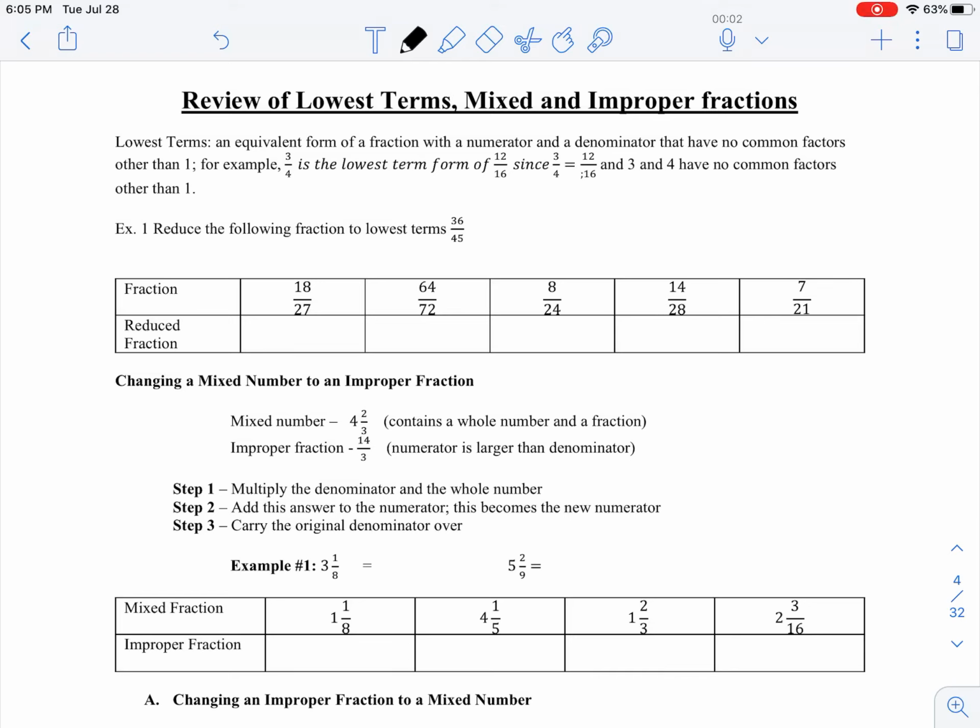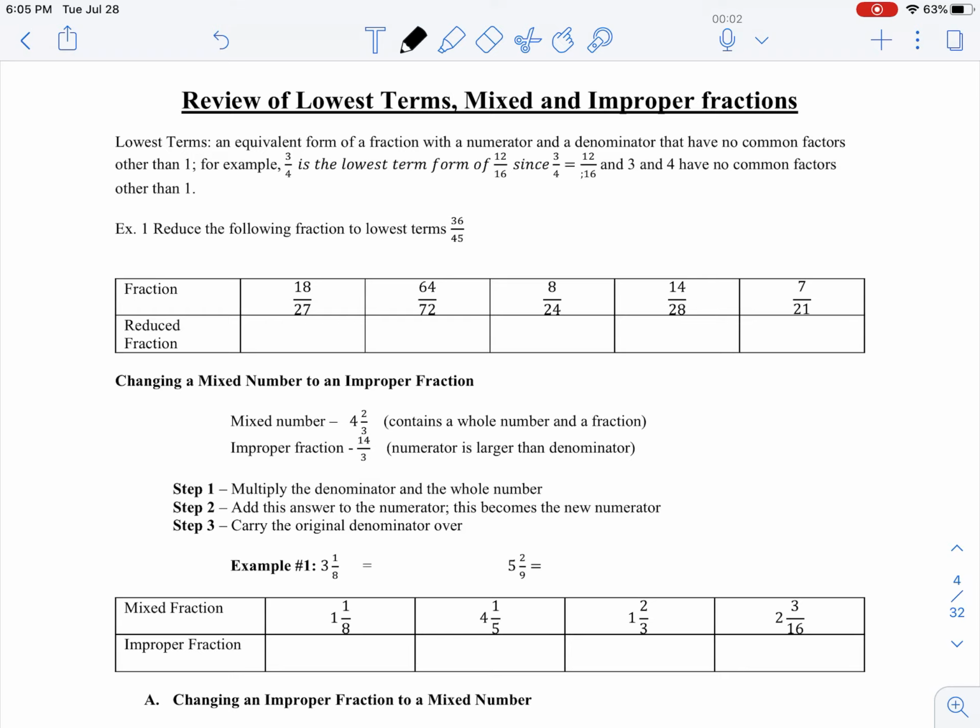Hello, this is the beginning of our fraction unit. First, what we're going to do is start off with some review. So in this section, the review of lowest terms, mixed, and improper fractions. Lowest terms is when you take a fraction and reduce it to a smaller equivalent.